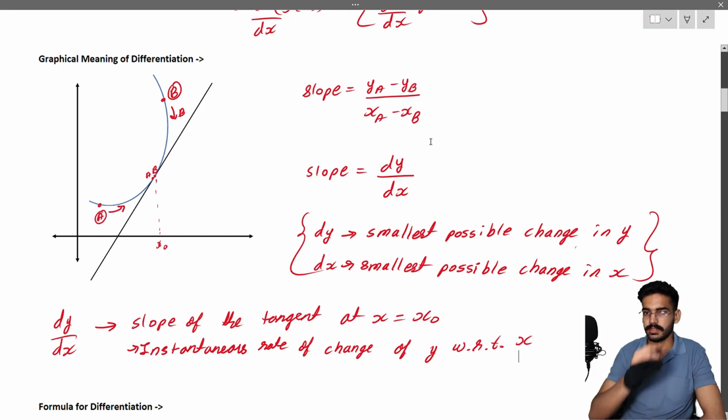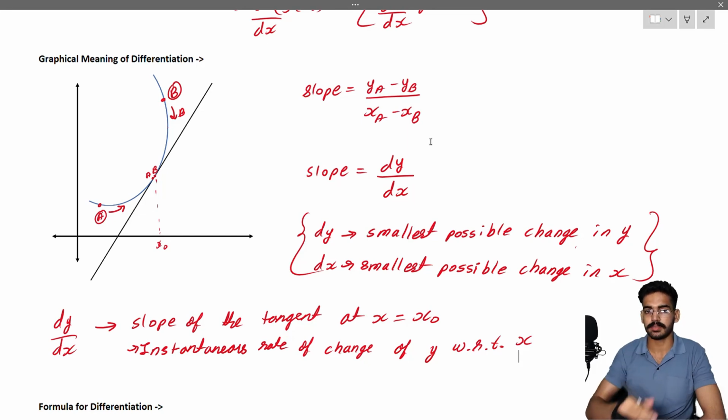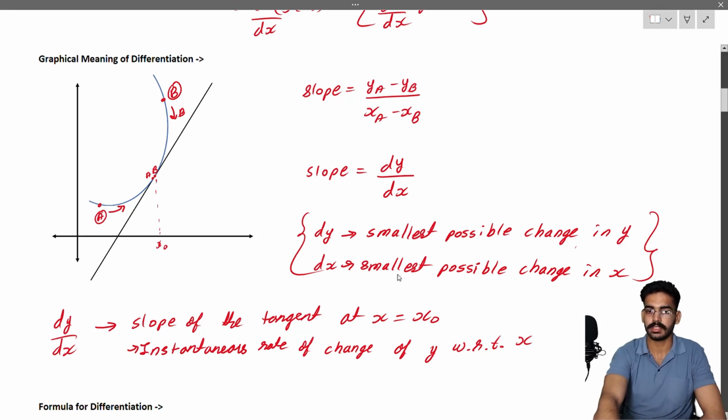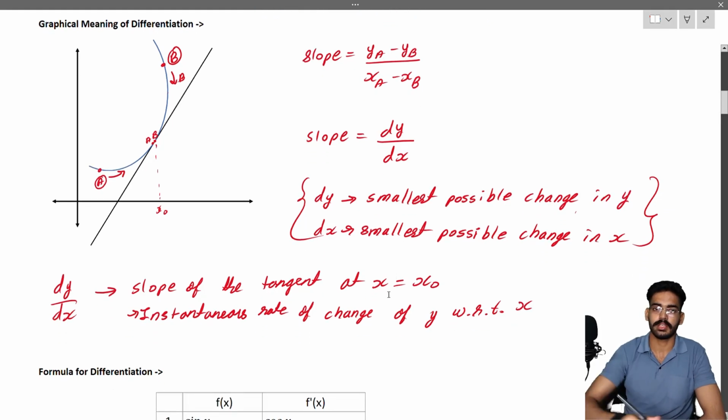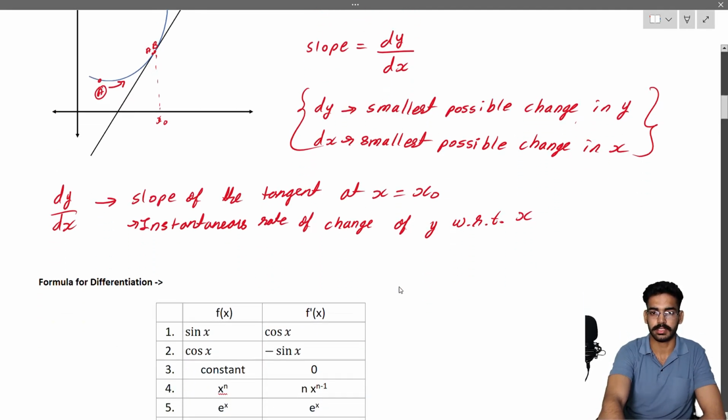If y and x are very small for this particular point, how y is changing with respect to x, that is my instantaneous rate. At that instant, how y is changing with respect to x, that is my dy by dx, or the slope of the tangent. If it is touching at one very small point, then we can say it is tangent to the curve. So I can also say slope of the tangent at x equal to x naught.